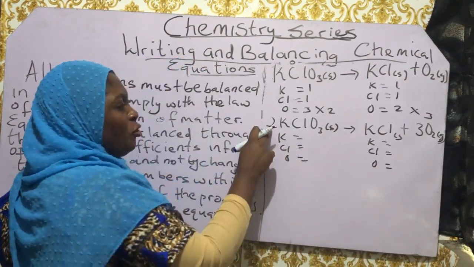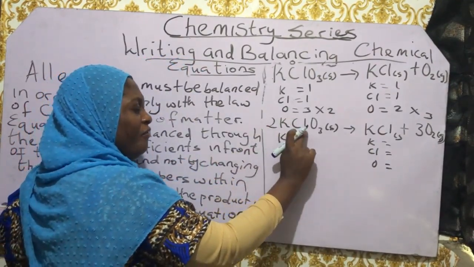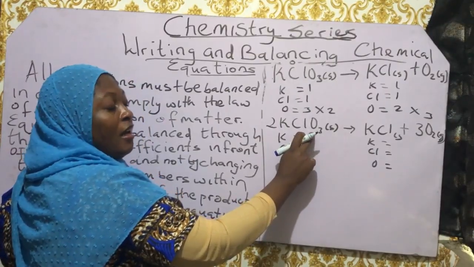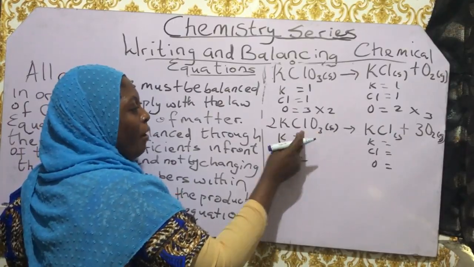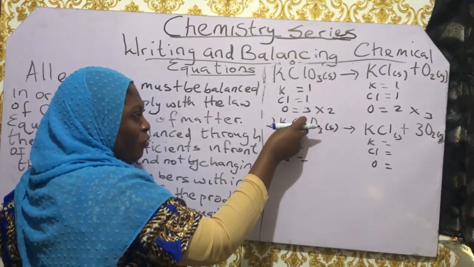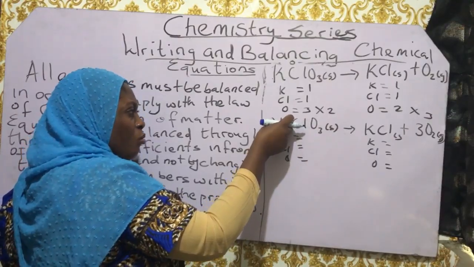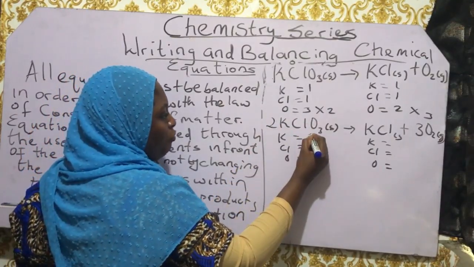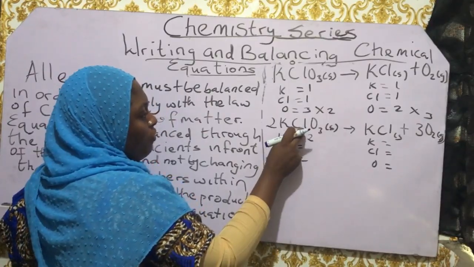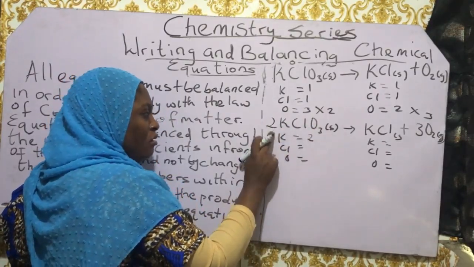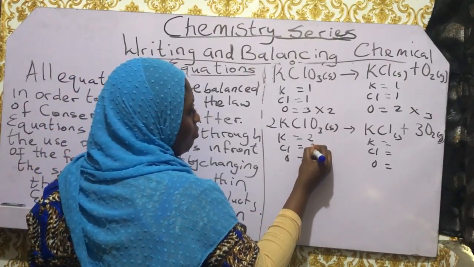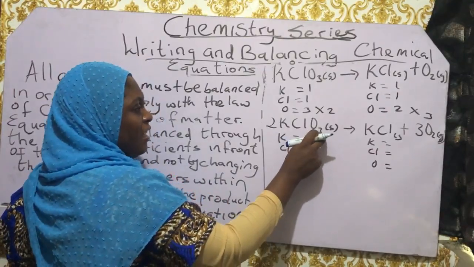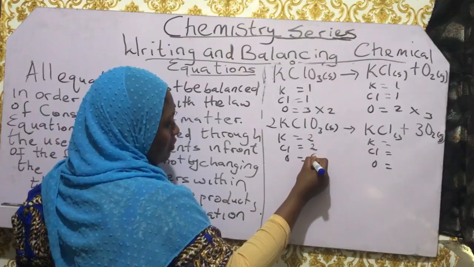So yeah, remember I told you that the coefficient affects everything in the reactants. Wherever you have the coefficient, it affects everything in the compound. So here you have 1 atom of potassium times the coefficient, that is 2. So 1 times 2, the number of potassium is 2. For chlorine, 1 atom of chlorine times the coefficient, which is 2. 1 times 2 is 2. For oxygen, 3 times 2 is 6.